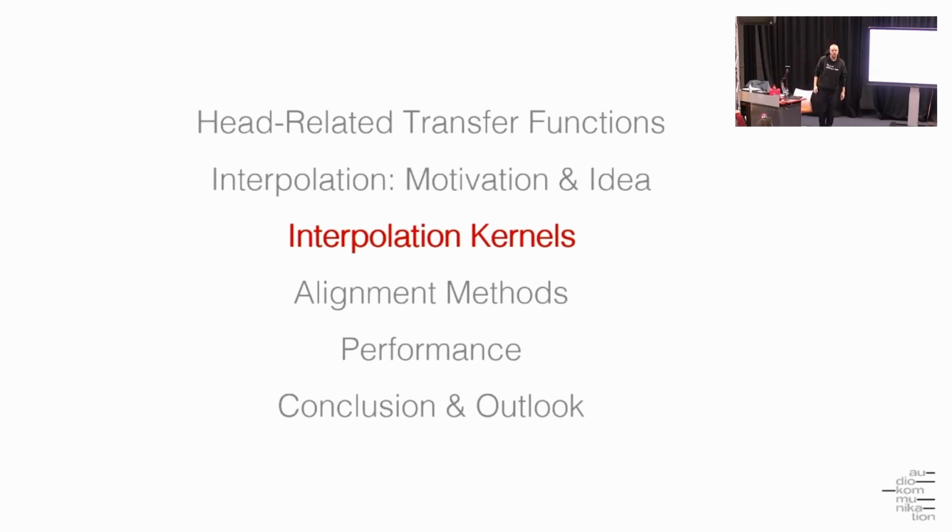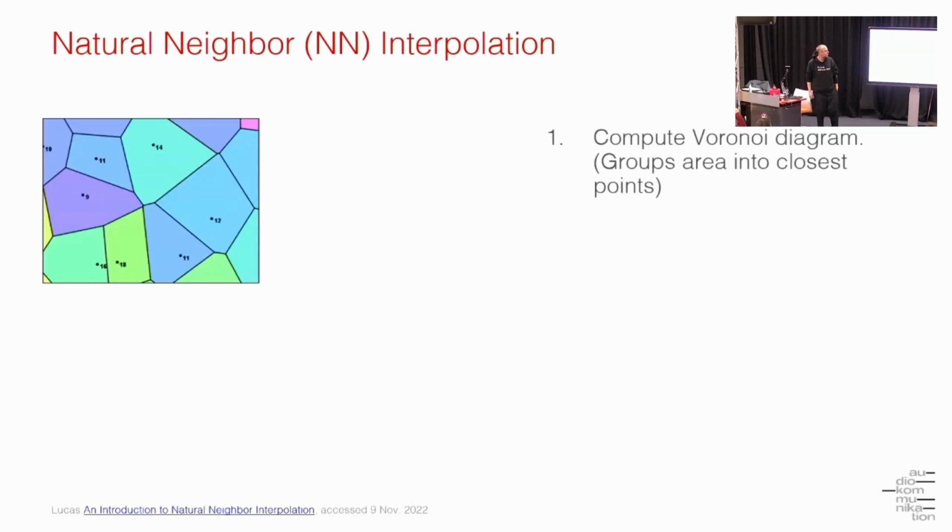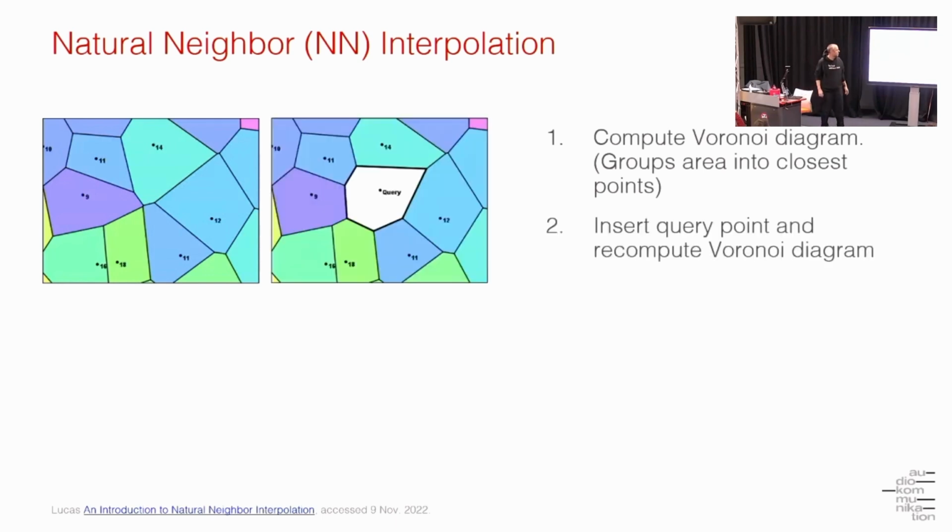And I want to start with looking at methods on how to interpolate. And I want to introduce two methods that are used recently or often. The first one is called natural neighbor interpolation. So imagine you measured HRTFs at the position given by these points. Natural neighbor interpolation then takes your space and does a so-called Voronoi diagram. And as you can see, this diagram groups the space into polygons. But those are not any polygons. They have a very nice property. So, for example, all these points contained in this polygon are closer to point 14 than to any other point.